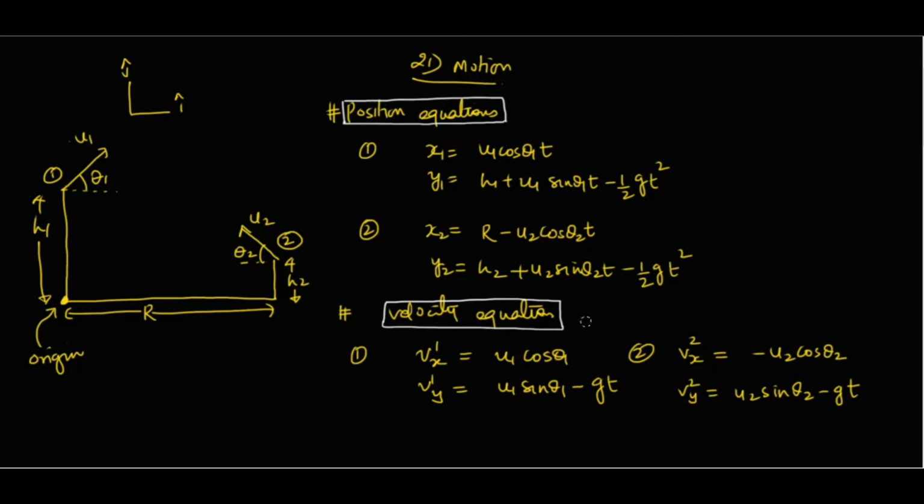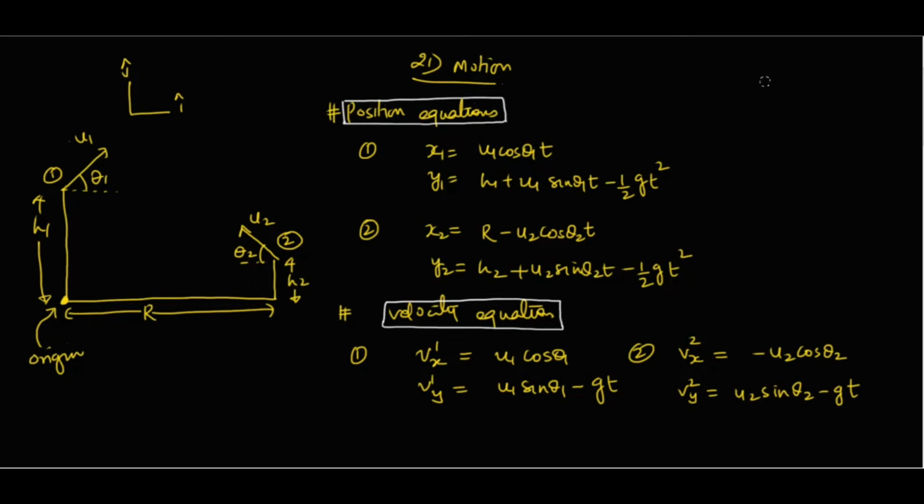Now let's talk about the velocity equation. The final velocity of particle 1 in x direction is u1 cos theta 1. Since there is no acceleration in x direction, the horizontal velocity of both the particles is not going to change. So vx1 is going to be its initial horizontal velocity, that is u1 cos theta 1, and again for particle 2 it's going to be minus u2 cos theta 2 because it's initially moving in this direction. So the left-hand side is negative. Similarly for y, the velocity of particle 1 is u1 sin theta 1, the initial vertical velocity, minus gt, as acceleration is acting downward, and similarly for particle 2.